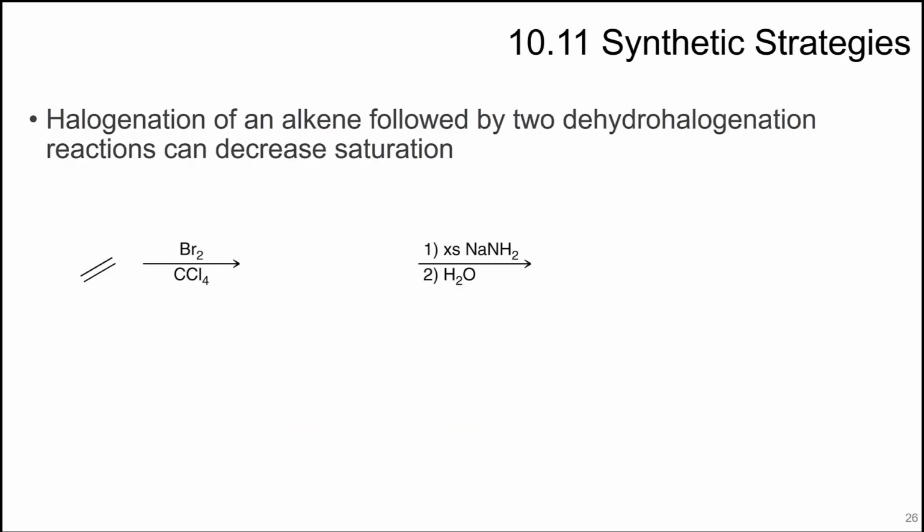Halogenation of an alkene followed by two dehydrohalogenation reactions can decrease saturation. If we have an alkene, we add Br2 plus tetrachloromethane. We're going to brominate it like we did before in chapter 9. Now if I add excess NaNH2, this is the strong base, that will do an E2 reaction. Since there's excess, we can do a double elimination there, and that's how we can get an alkyne.